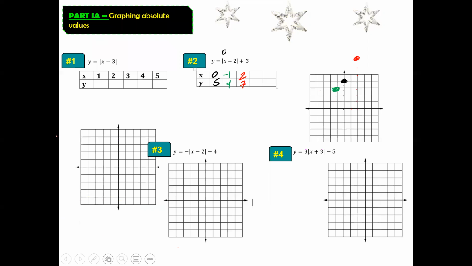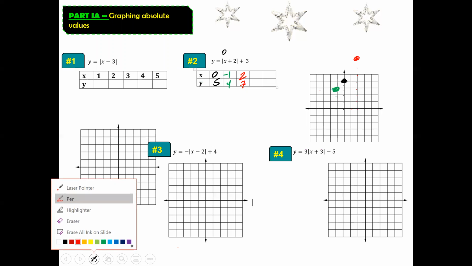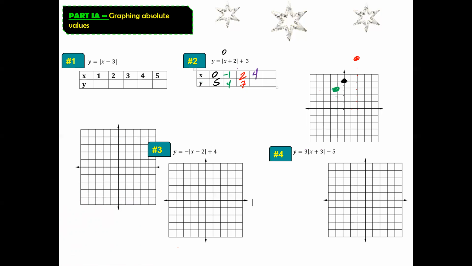Then let's pick another number, let's say 4. 4 plus 2 is a 6, 6 plus 3 is going to be a 9. So at 4, 9. Okay, then let's pick another number on the left side of this. Let's do a -4. At -4, you're going to have -4 plus 2, which is -2. Absolute value of -2 is a 2. 2 plus 3 is a 5. So at -4, 5.